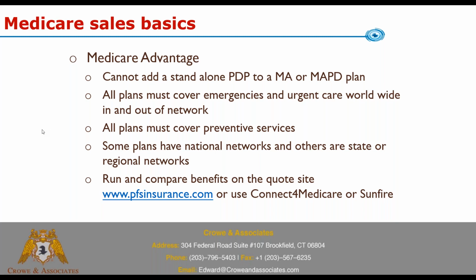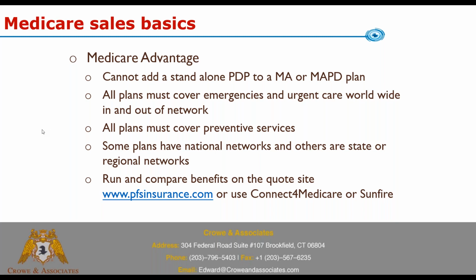All Advantage plans have to cover emergencies and urgent care worldwide and out of network. So if you're using a plan out of North Carolina and your client says, yeah, but this plan just has a network in North Carolina, I like to travel a lot, well, they're always going to be covered no matter where they are for emergencies and urgent care. So that wouldn't be an issue. And all Advantage plans have to cover worldwide travel as well.